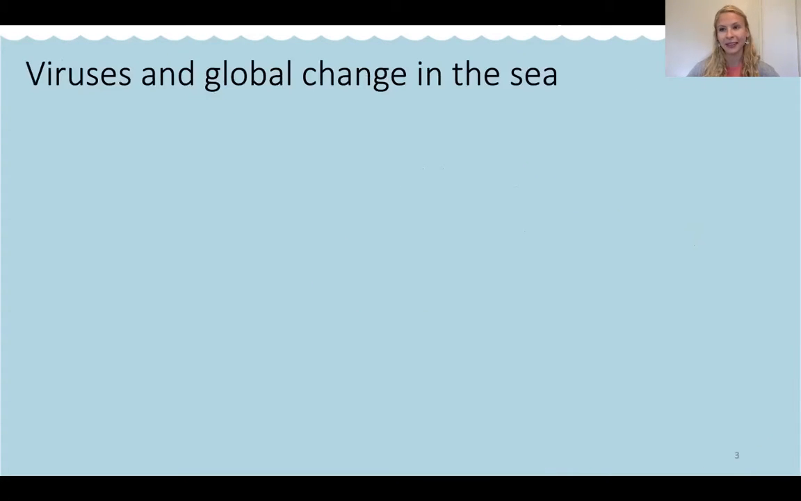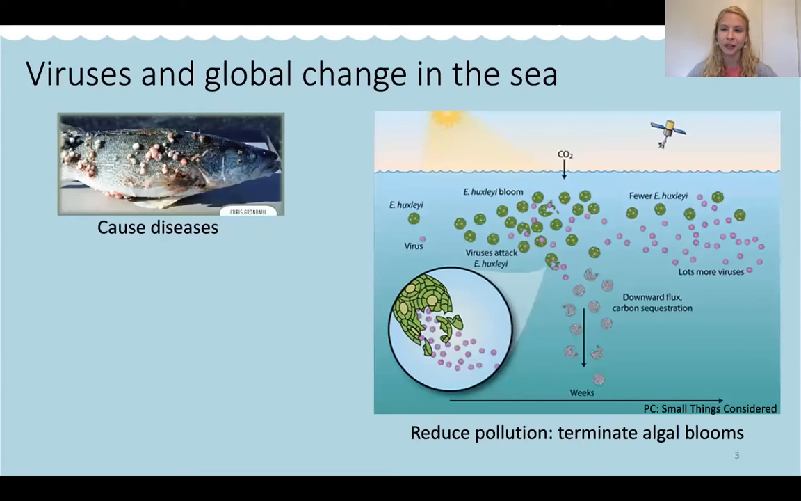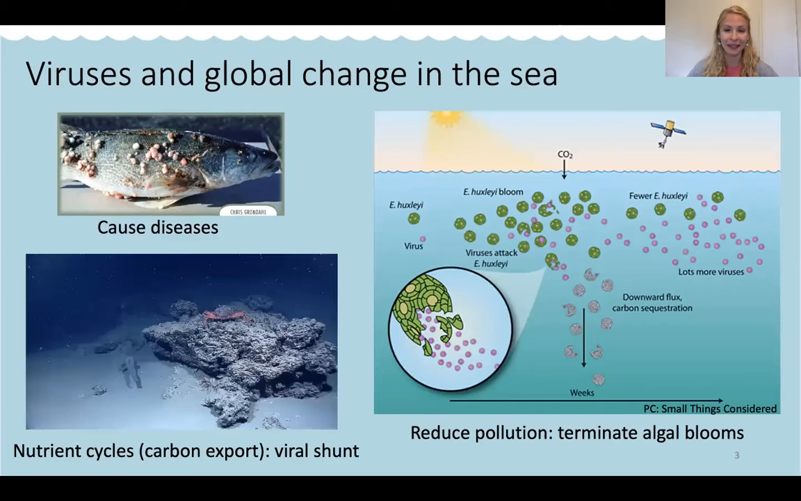But more broadly, because viruses infect all types of cells, they can impact global change in the sea in many ways. They can cause infectious diseases, or they can reduce pollution by terminating algae that form blooms, or algae that release toxins. And as I mentioned, viruses impact nutrient cycles in the ocean, which impacts the overall health of food webs in the ocean and has implications for climate change. My work is mostly on how viruses impact nutrient cycles, so I'm going to walk you through how nutrients move in the ocean to better illustrate where viruses come into play.